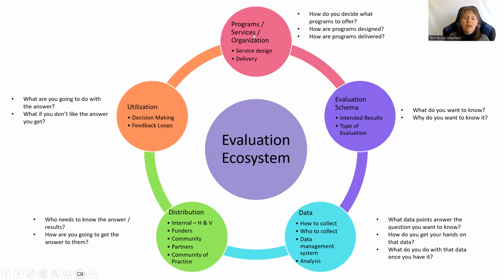If you're having problems with program, service, and design, back up to utilization. Like, what's the purpose of this program? And why are you offering it? What's it for? And who's going to utilize the program? Who are the intended recipients and intended audience? And what are they supposed to do with the program, like the information or the service that they're getting? Are they supposed to make a change in their life? Or are they supposed to share the information, or what is it?